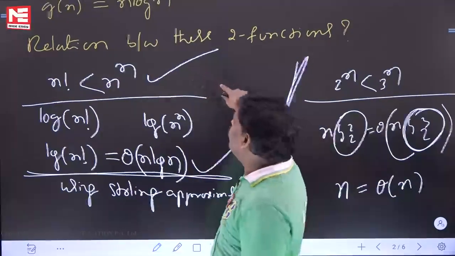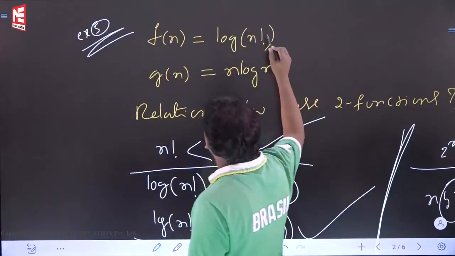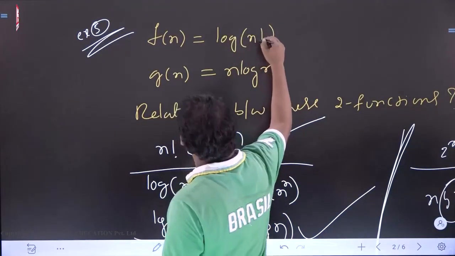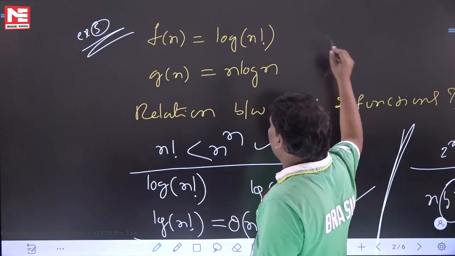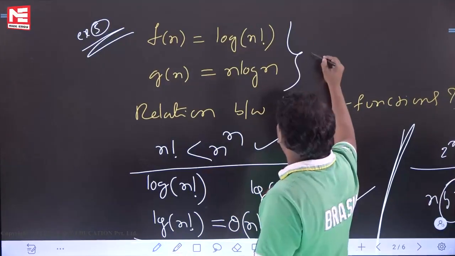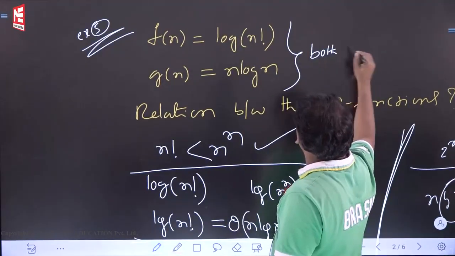Now can you help me? What is the relation between these two? Before applying log, for n factorial and n power n, n power n is strictly bigger. After applying log, both are equal.